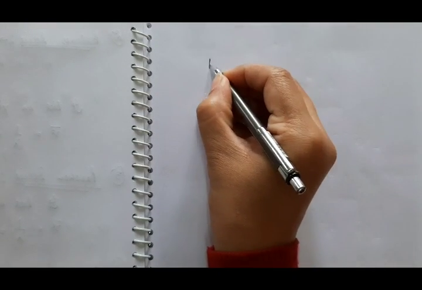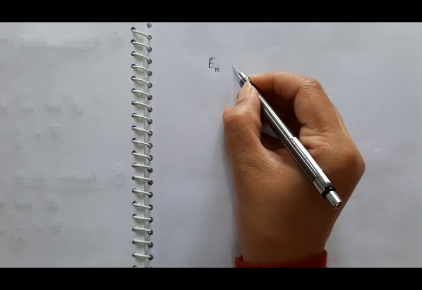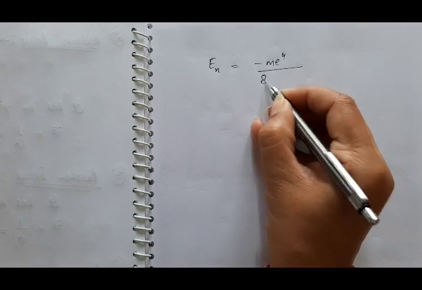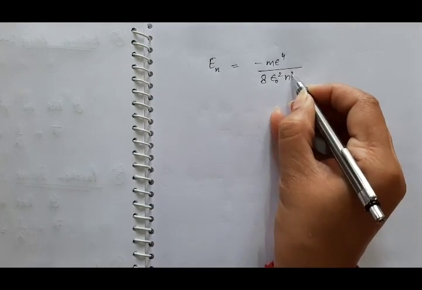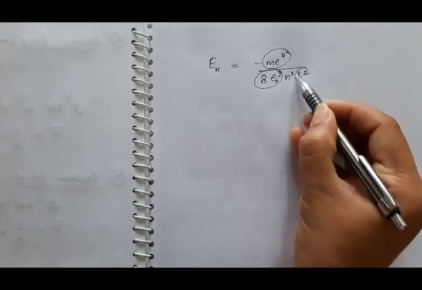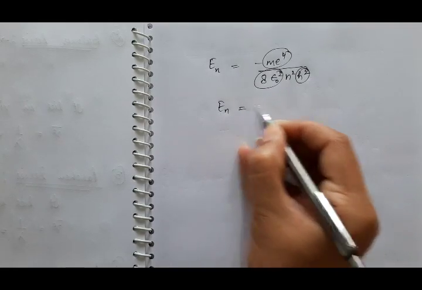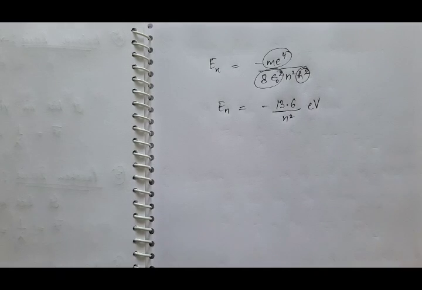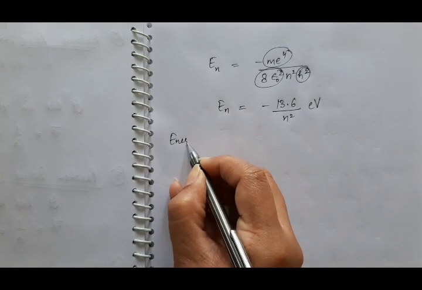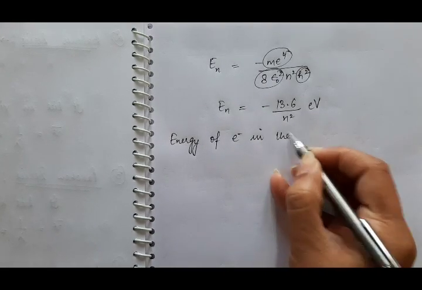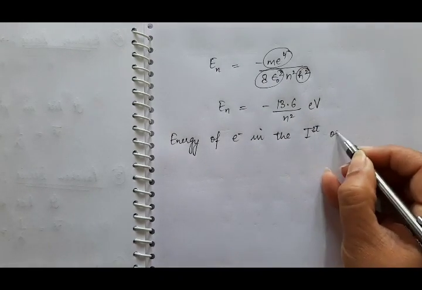And the expression for the energy of the hydrogen atom, En, is actually minus Me4 upon 8 epsilon naught square N square H square. When you put in the values of all these, it will be minus 13.6 upon N square electron volt. So what will be the total energy of the electron present in the first orbit of hydrogen atom?